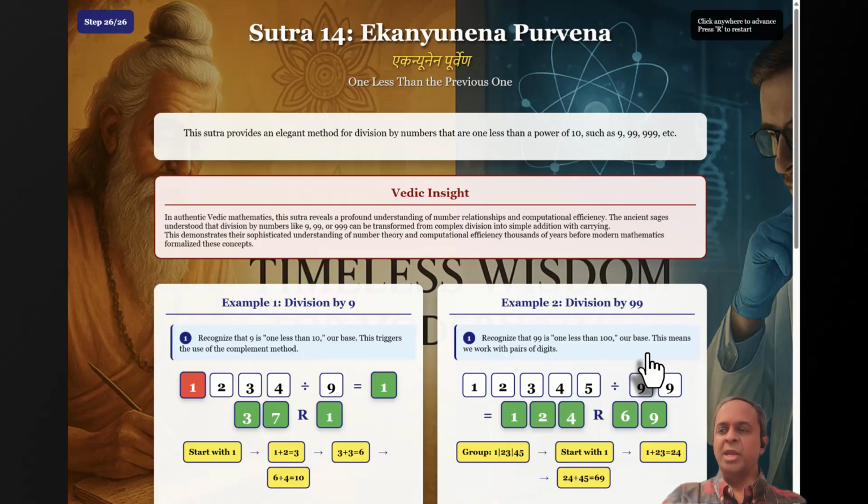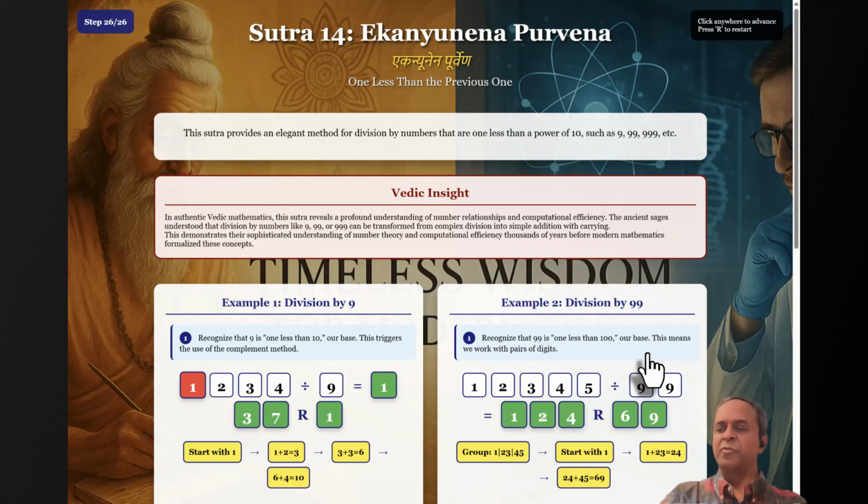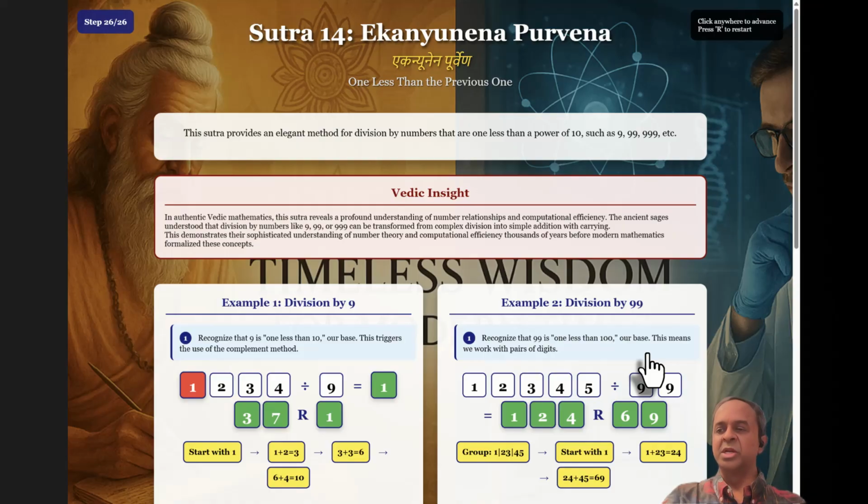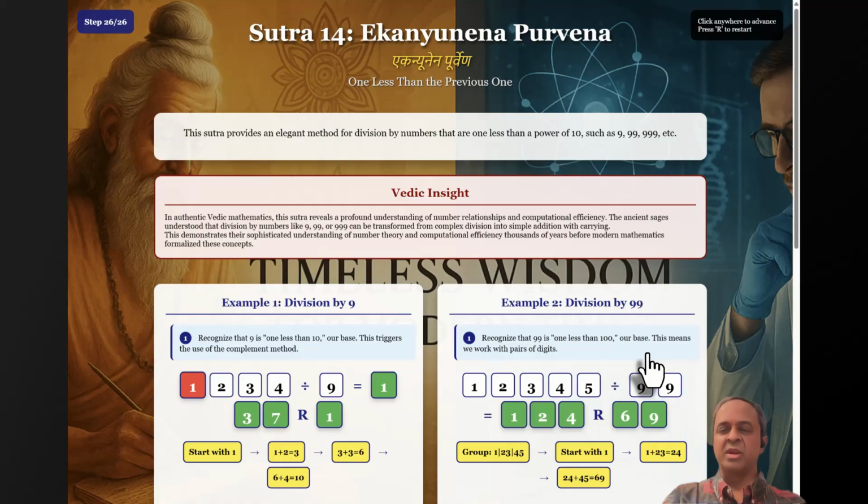Ekanyunena Purvena, right, which is 1 less than the previous one. It beautifully demonstrates how Vedic mathematics transformed division by numbers like 99 and 999 into a simple addition process. So the Sutra reveals the ancient sages' profound understanding of number relationships and their ability to develop elegant computational shortcuts. So the basic insights we have explored reveal that this sutra is not just a computational technique, but a profound understanding of number patterns and relationships.